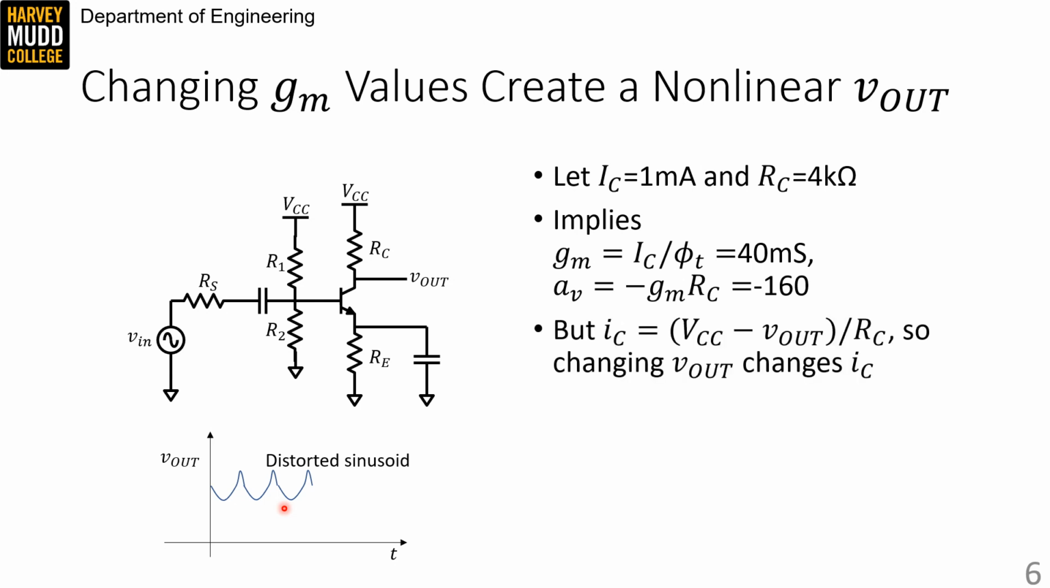However, when our output voltage moves around, that's because the instantaneous total signal current is changing. I've captured that by rearranging Vout equals VCC minus IC RC to show the instantaneous value of IC that leads to some value of Vout. That has a lot of knock-on effects. Changing Vout means changing IC, which means that our instantaneous gm is changing as IC goes up and down, which means that our voltage gain is changing.